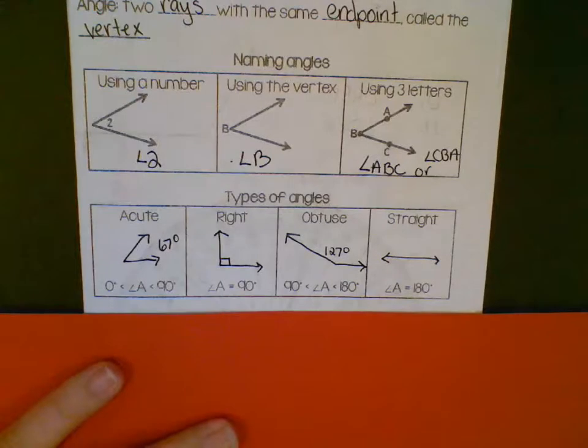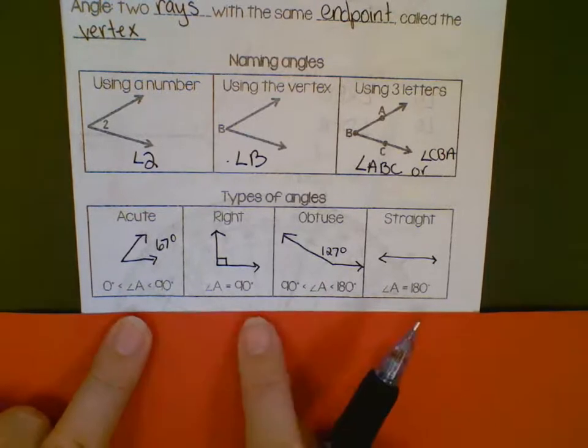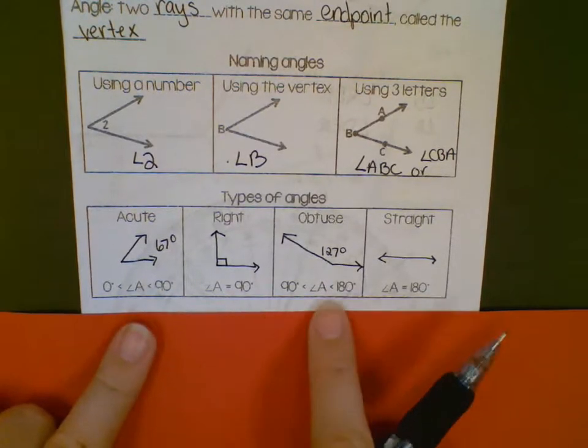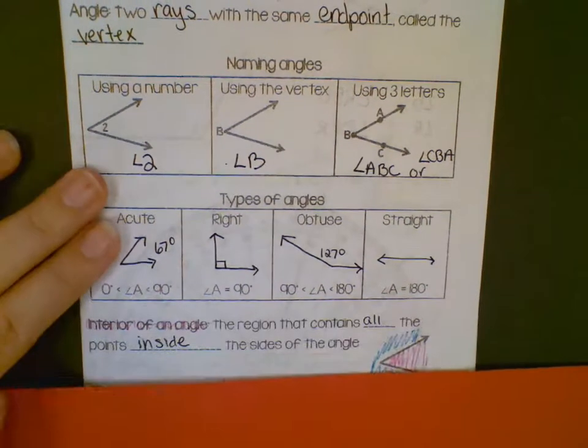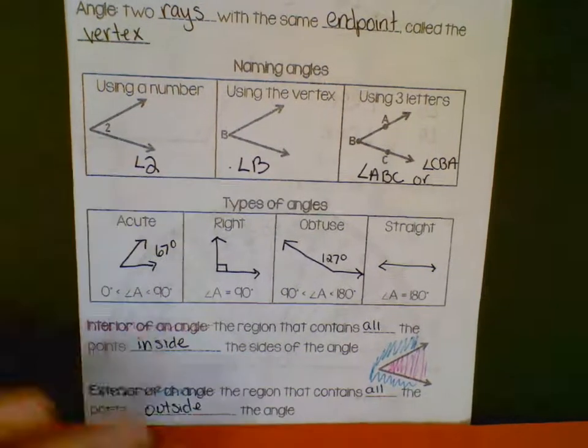So we have different types of angles, and I'm sure we already know these. So just draw some example pictures in there. So acute is between 0 and 90, right? Right is exactly 90. Obtuse is between 90 and 180, and straight is exactly 180. Okay. So interior and exterior.